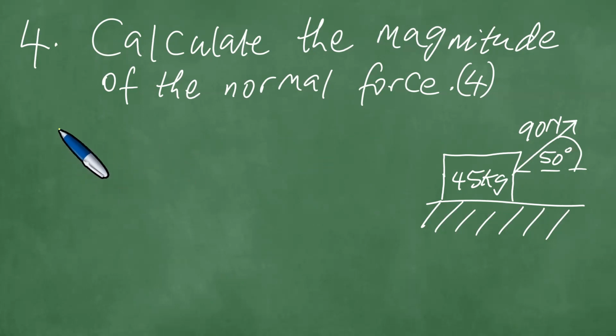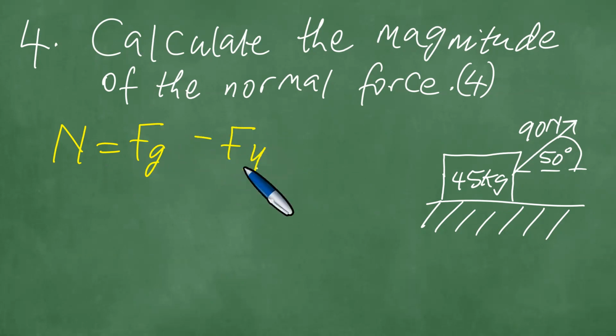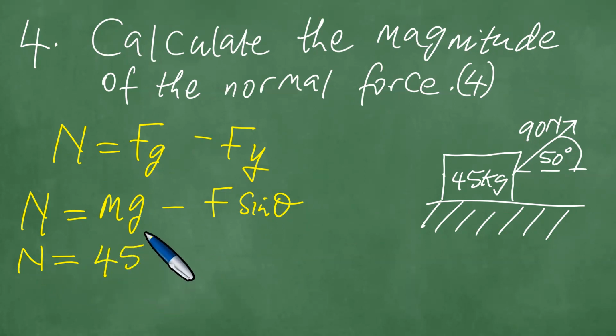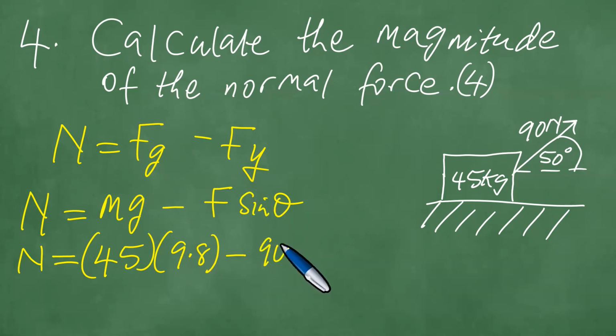Right, at this point, to find the normal force, we realize that the normal force is the gravitational force minus F sub Y, which means the normal force: gravity is mg, Fy is F sine theta. The mass is 45, times 9.8, minus 90 times the sine of 50 degrees.